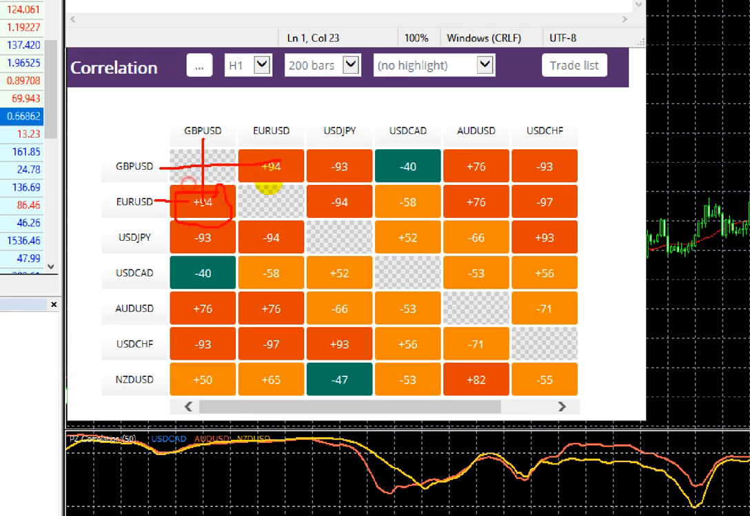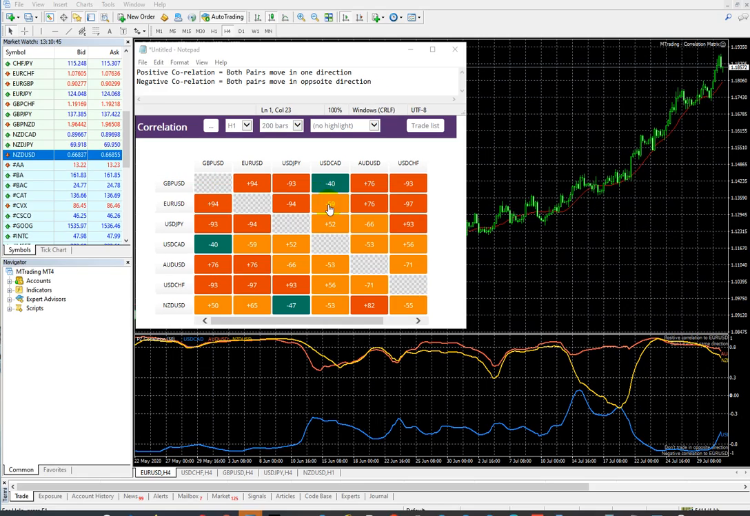Just as an example, this is GBP/USD and here AUD/USD. Their correlation is 76. It means that compared to GBP and EUR/USD, AUD/USD and GBP/USD have a lesser correlation. In the same way, negative correlation means both pairs will move in opposite directions. The more negative the correlation number, the stronger the relationship in the pair.